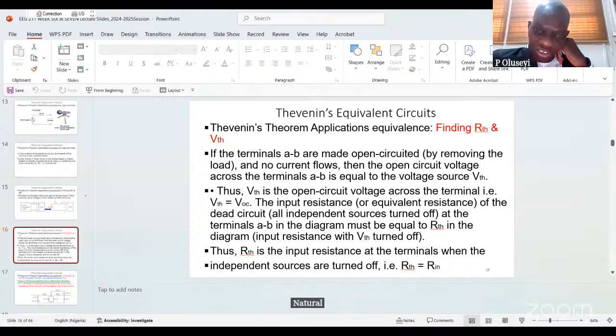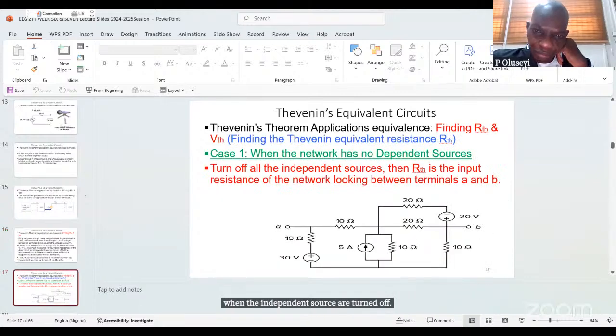In other words, the input resistance, which is the equivalent resistance of the dead circuit, because you have removed the load, and all independent sources are turned off at the terminals A and B, must be equal to RTH. Thus, RTH is the input resistance at the terminals when the independent sources are turned off. So take note of that.